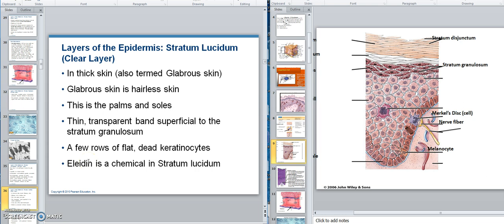Now, the reason you can't see it is because of the stain. Remember, cells are translucent, so we have to put a stain on to make cells appear in our tissue sections. Eleidin does not pick up the stain that well. That's why it looks lucid, translucent. But again, that's only in thick skin, glabrous skin. Okay, so we've gotten that far.